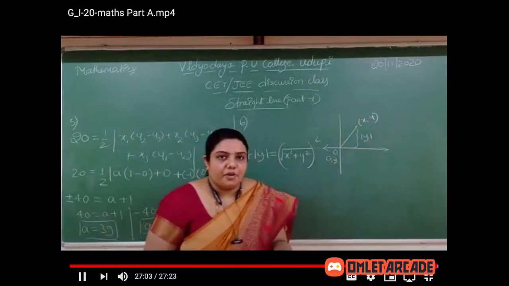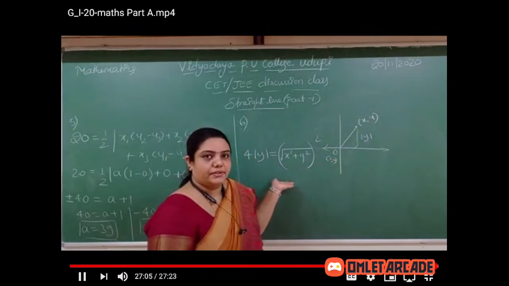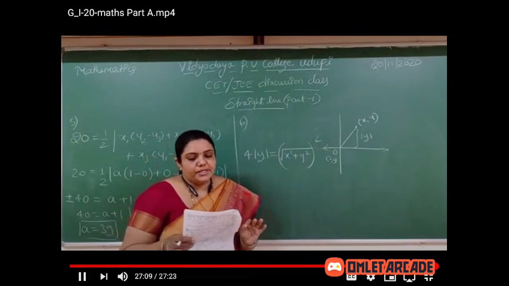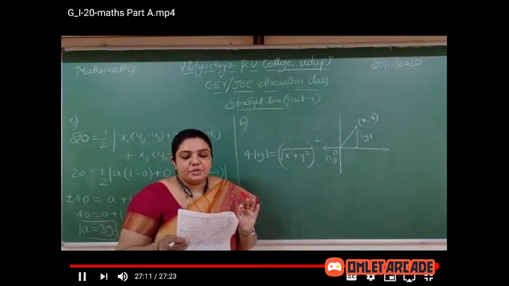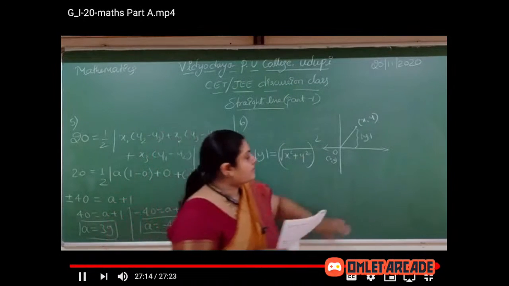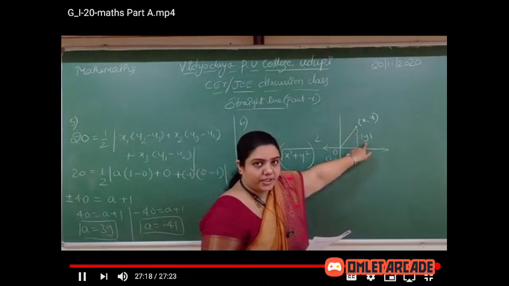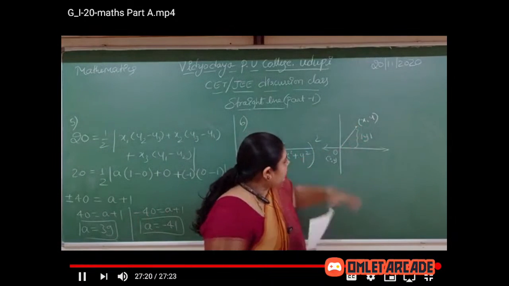So finding locus of point is nothing but actually finding equation, isn't it? See, you got some equation. Read the question once again, students. Find the locus of a point which moves such that 4 times its distance from x-axis. I hope you got why I have taken modulus here. It can be positive or negative also.